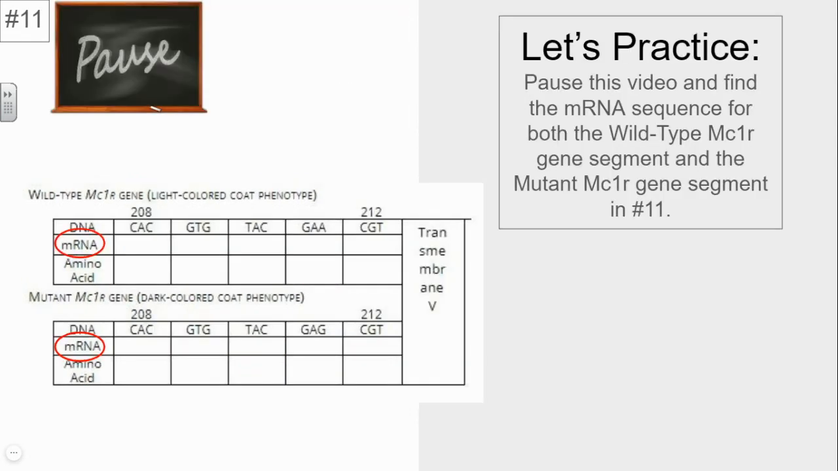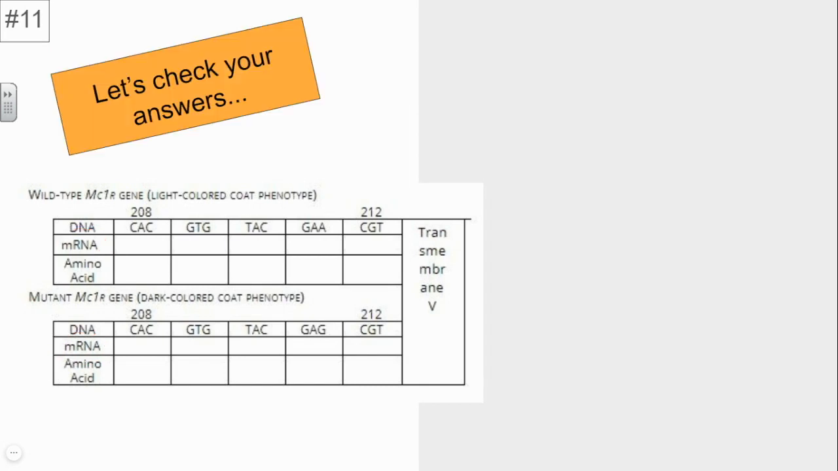Now it's time for you to practice. Pause this video and find the mRNA sequence for both the wild type and the mutant gene MC1R segment in number 11. Let's check your answers.